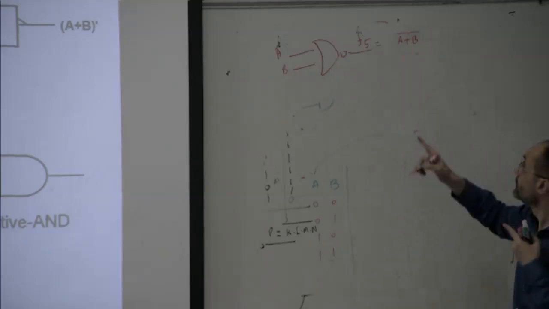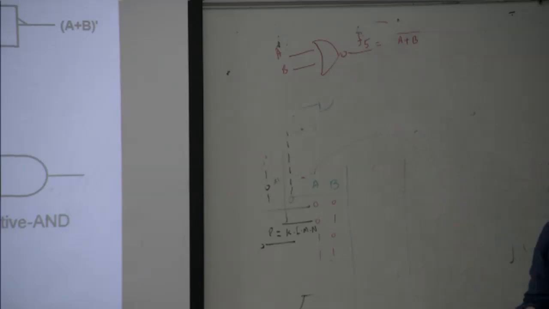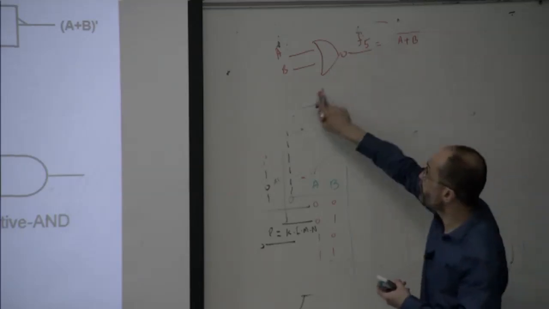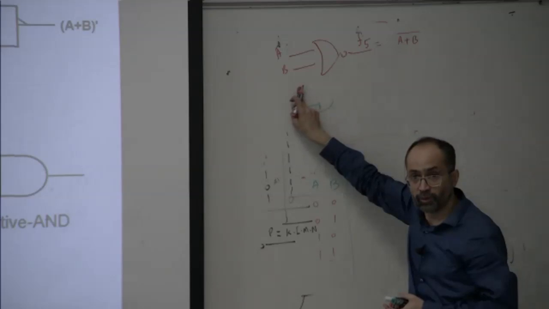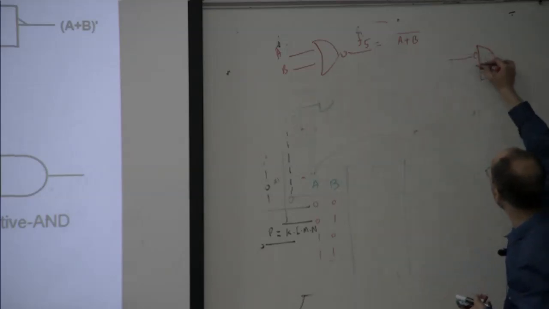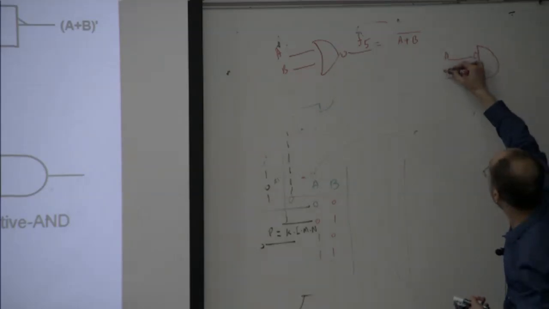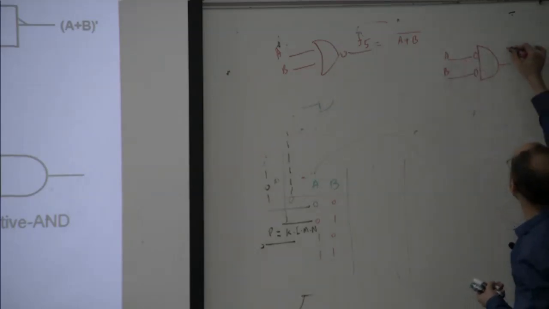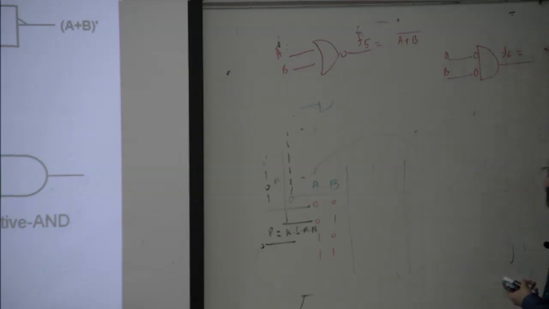This is a NOR gate, but if you want to push this bubble to the input, what should we do? It will become a negative AND gate. So we push the bubble, and it becomes a negative AND gate with inputs A and B. This is F6. What is F6? A bar dot B bar.